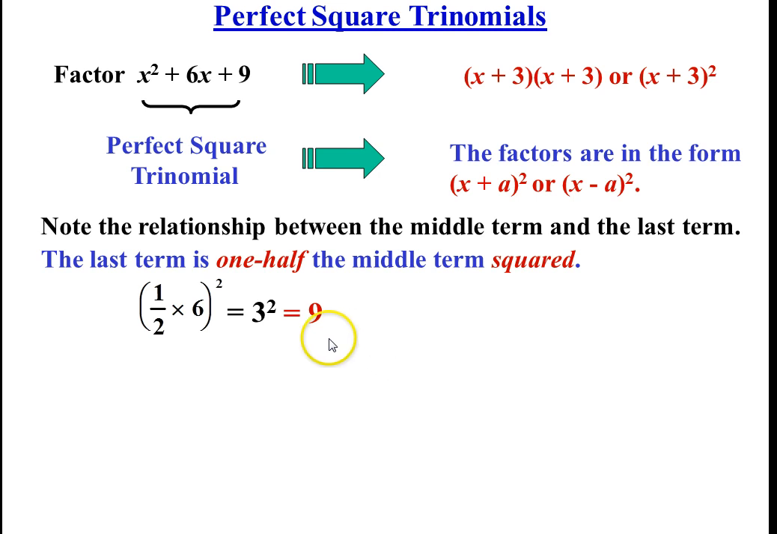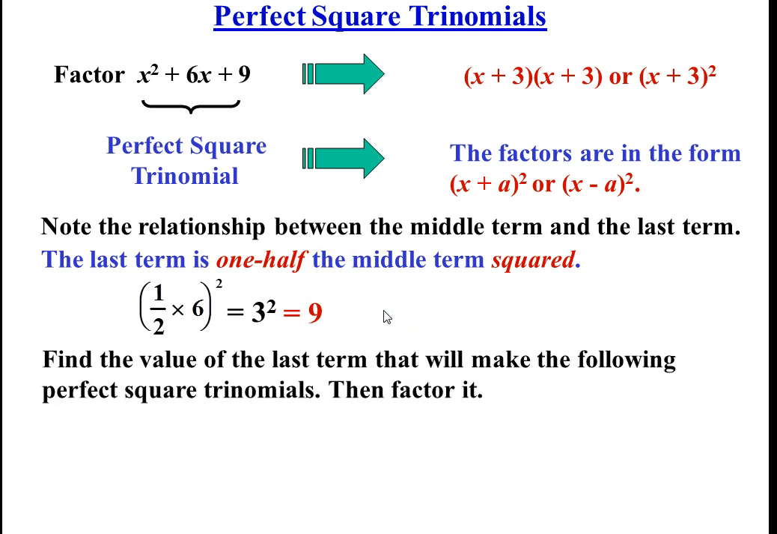This becomes a crucial step if we're going to solve quadratic equations by completing the square. So let's find the value of the last terms that will make the following perfect square trinomials, and then let's factor them. So x squared plus 14x. Based on what we learned here, to make this a perfect square trinomial, we have to take half the middle term, which is 7, and square it. So 7 squared is 49.